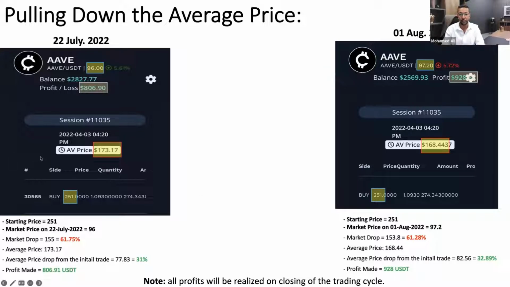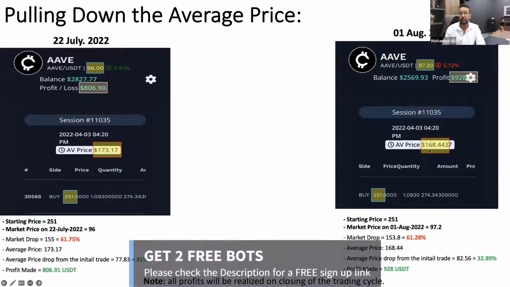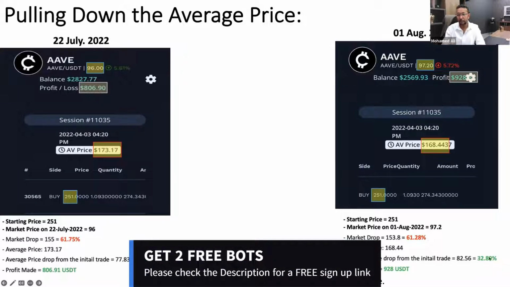So within these couple of days, the bot has made a profit of about 122 USDT. And that's only 50% of the profit, because the other 50% was used to bring down the average price from 173 to 168. That means the total drop of the average price from the top trade has moved from 31% to 32.89%.